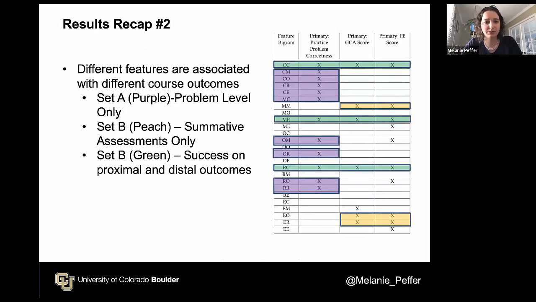So recapping these results, different features are associated with different course outcomes. We see set A, which I've highlighted in purple. These are principal components for getting the problem correct only. The peach are for the summative assessments only, and the green are associated with success on both the proximal and distal outcomes.